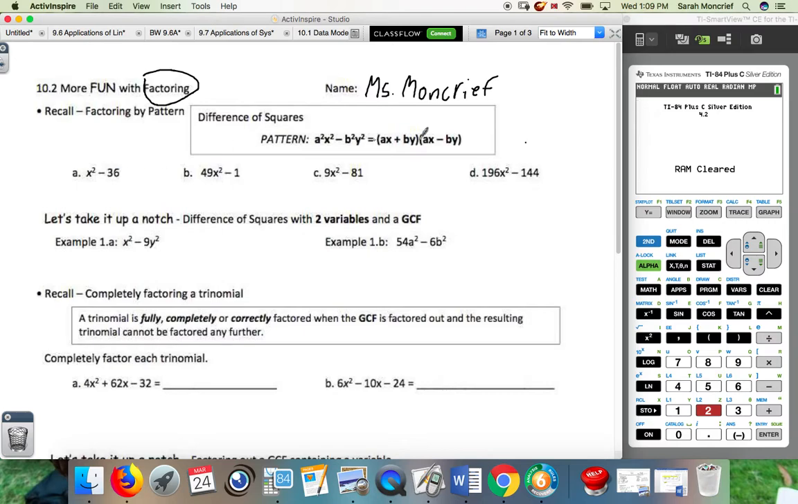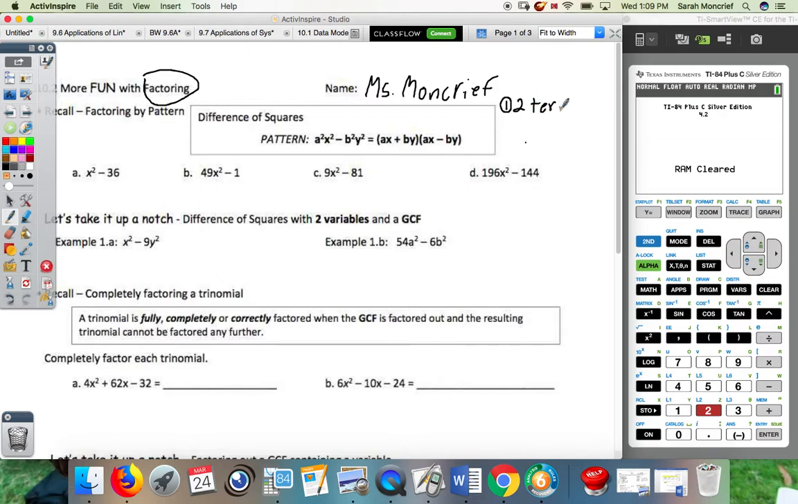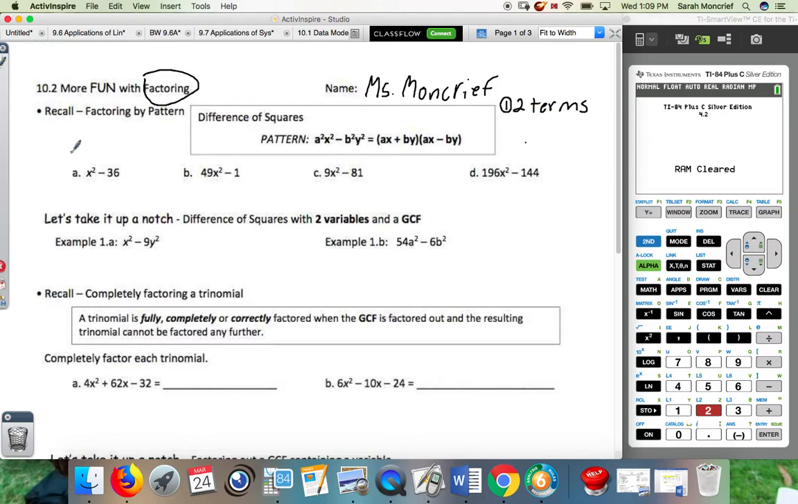Now, remember, in order for it to be a difference of squares, it has to have a few things. First thing, it has to have two terms, and only two terms. And then, so let's look at A. Does that only have two terms? Yeah, it has x squared and 36, so we're cool with that.